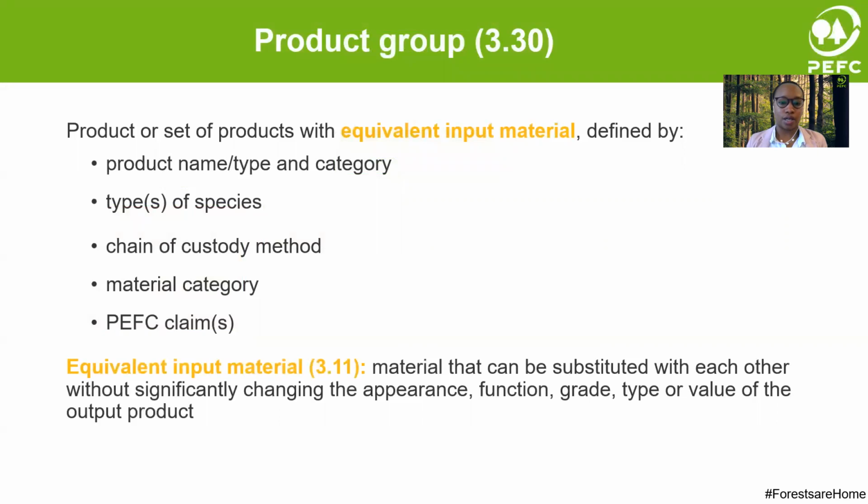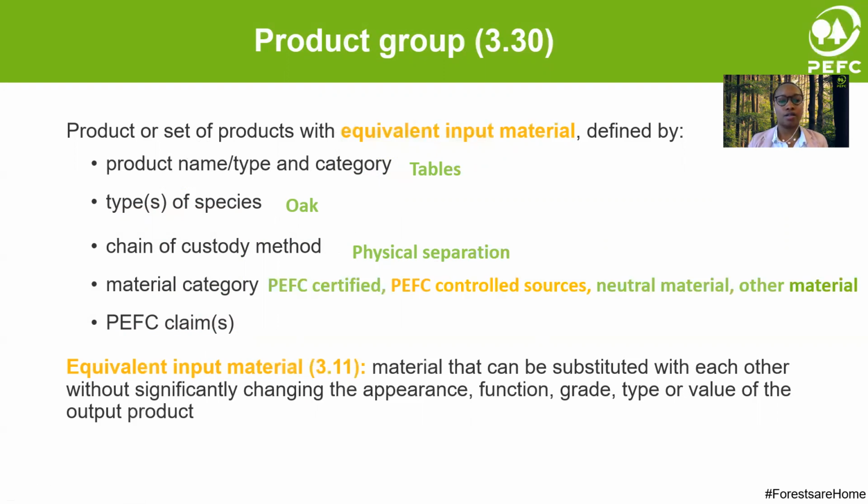So now let's look at an example just so that you understand. Let's say, for example, you have tables as the product name, type, and category. The type of species of this product is oak. The chain of custody method that is applied is physical separation. The material category these tables can fall into is either PEFC certified, PEFC controlled sources, neutral material, or other material. The PEFC claim of these tables can be 100% PEFC certified or 100% PEFC origin. So this is an example to show you what a product group is.